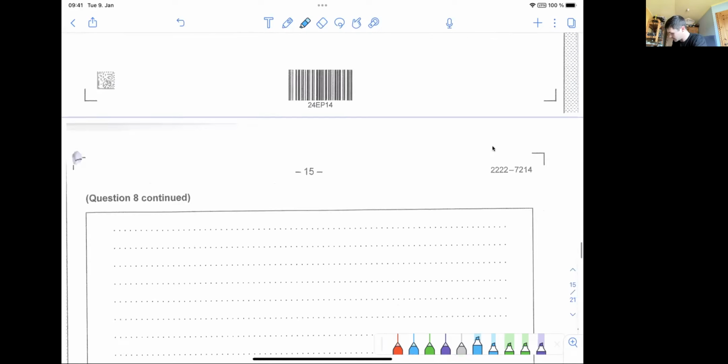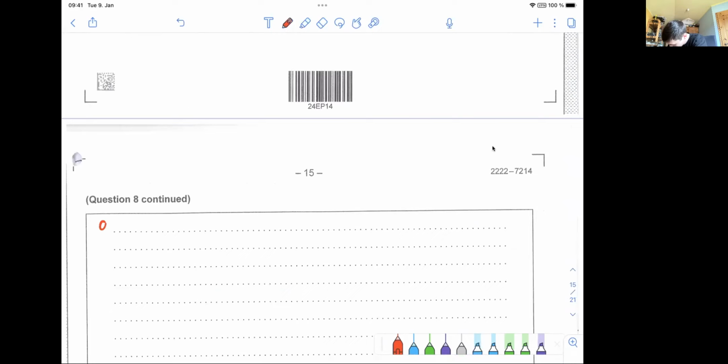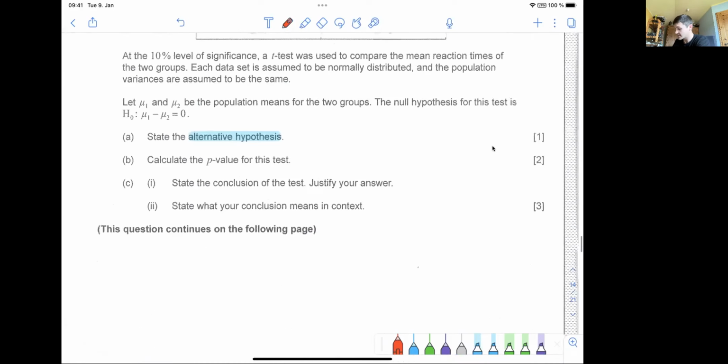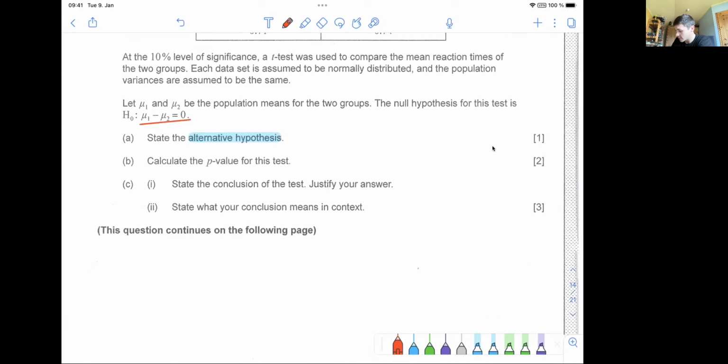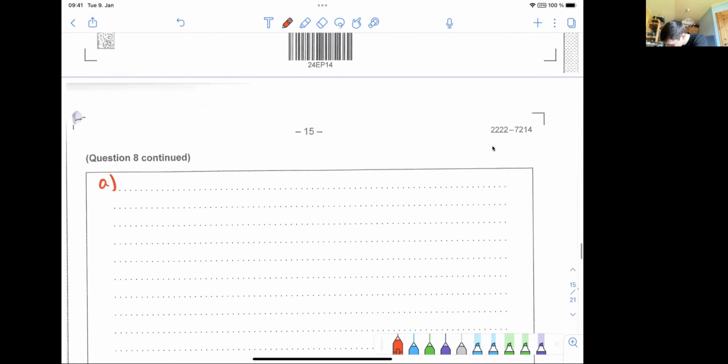Since all we need to do is show whether they are the same, if our null hypothesis is that they are the same, then our alternative hypothesis is going to be that they're not the same. The way we denote that is we write H1: mu1 minus mu2 does not equal 0. So there is the answer to part A.